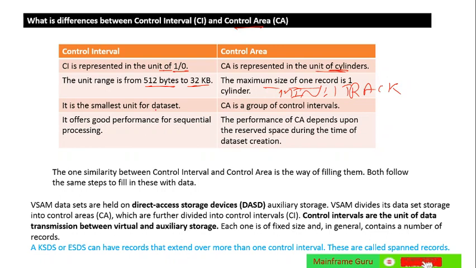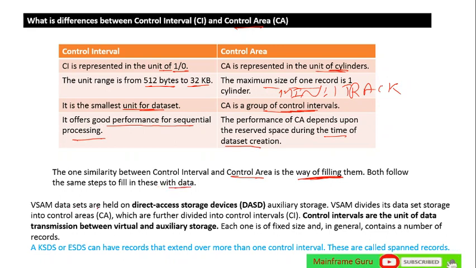It is the smallest unit for the dataset. CA is a group of control intervals. It offers good performance for sequential processing. The performance of CA depends upon the reserved space during the time of dataset creation. The one similarity between the control interval and control area is the way of filling them. Both follow these steps to fill in the data.